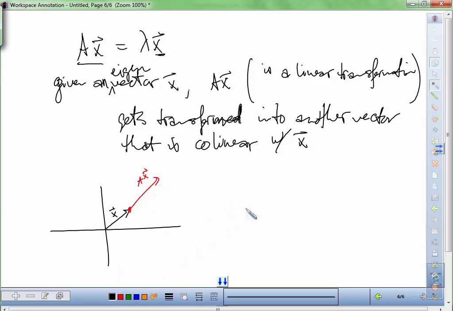Whereas if you take another vector and then the Ax points in a slightly different direction, then this is not an eigenvector. So if this was drawn right, keep drawing it black.